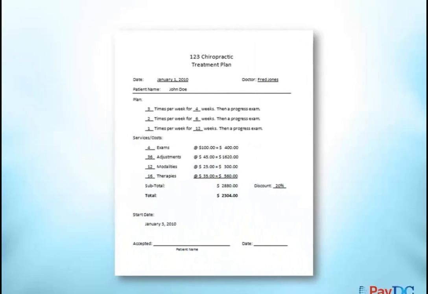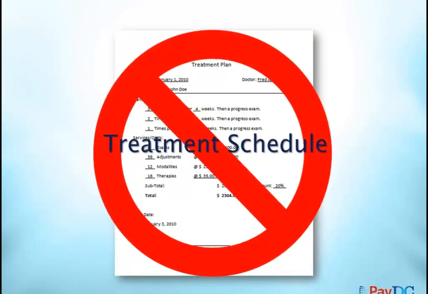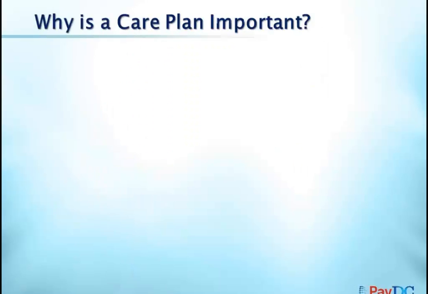Well, this is something that I typically see. Chiropractic treatment plans, so that's 3 times a week for 4 weeks, 2 times for 6, 1 for 12. That's 4 exams, 36 adjustments, 12 modalities, 16 therapies. That would be $2,800. Oh, and by the way, I'm going to give you a discount because I like you. And that is not a treatment plan or a care plan. That is a treatment schedule. That is not what carriers are looking for.